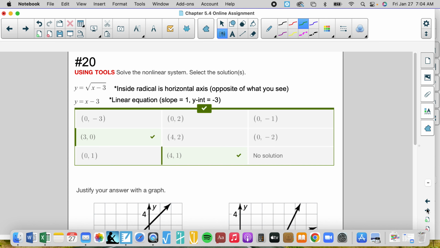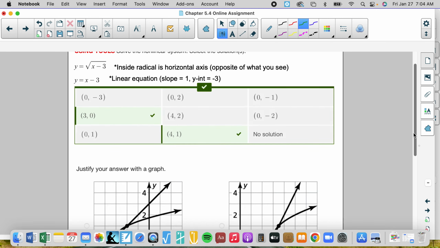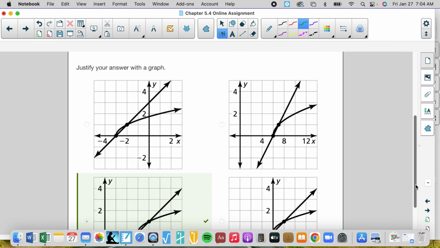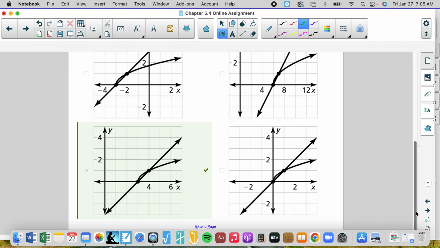Number 20 says, solve the nonlinear system. Solve it, meaning we're going to graph it. So we know what this graph looks like. This is going to be inside the radical as a horizontal axis, opposite of what you see. So that parent is going to be up 3. So which one goes up 3? That goes left 3. This one goes right 6. This one goes right 3. Good. So we know that this first one is going to be this.